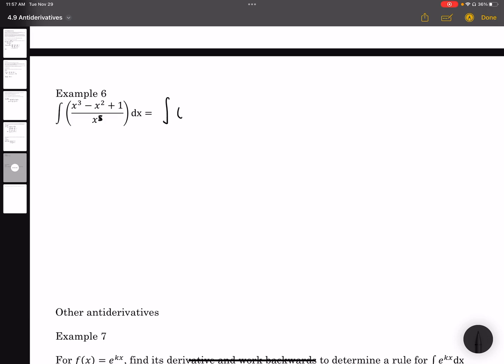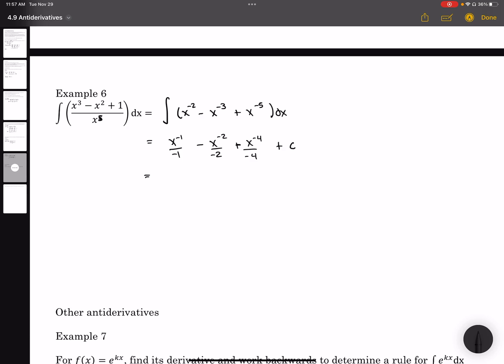So this is going to give us x to the negative 2 minus x to the negative 3 plus x to the 0 divided by x to the 5th, which is x to the negative 5 power. We're going to add on a differential. So now when we add, we're going to get x to the negative 1 divided by negative 1 minus x to the negative 2 divided by negative 2 plus x to the negative 4 divided by negative 4 plus c.